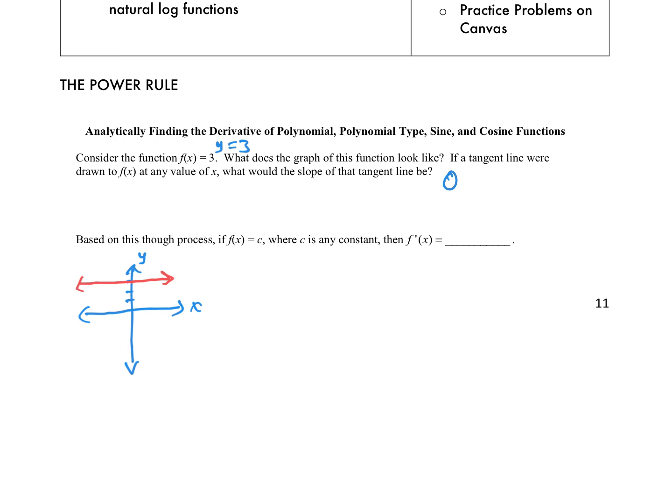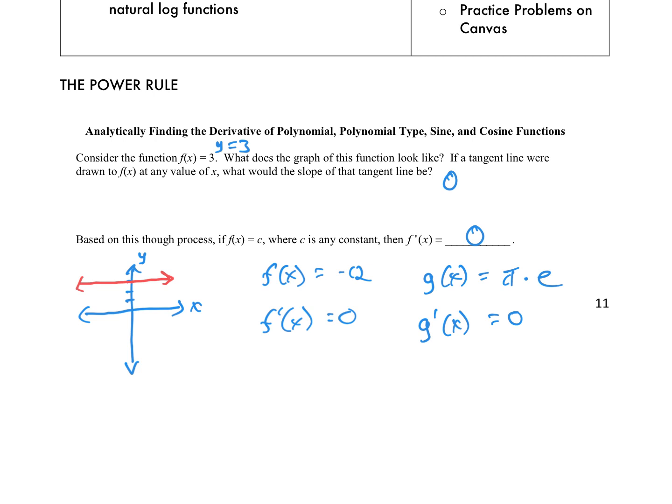So based on this process, if f of x is some constant, then the derivative of any constant is going to be 0. Doesn't matter what it is. If your function is negative 12, then the derivative of that function will be 0. If your function is just pi times e, for example, two of our favorite numbers, well, they're both constants, and that derivative works out to be 0. You get the idea. Derivative of a constant should be 0.